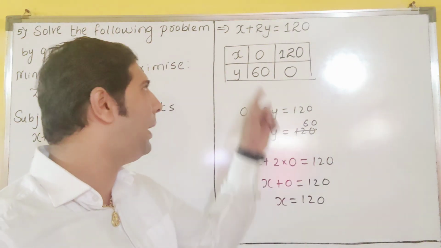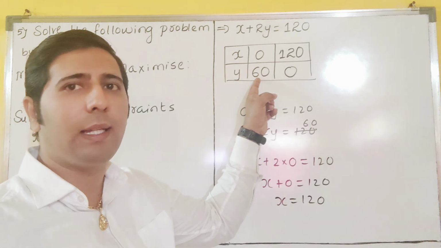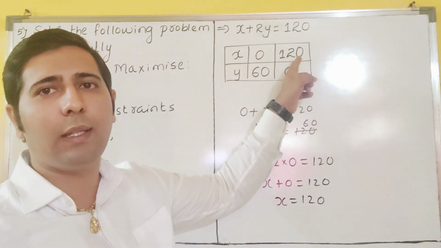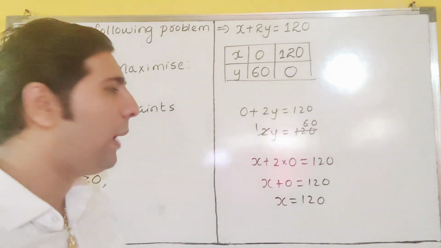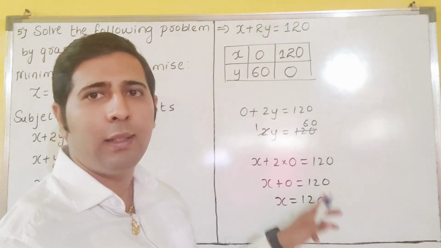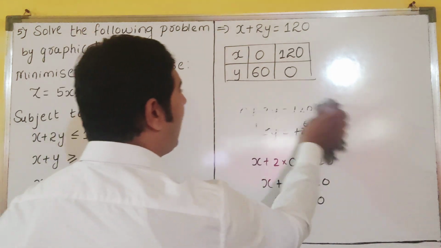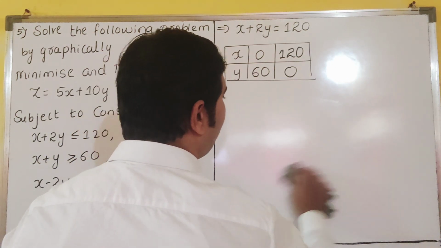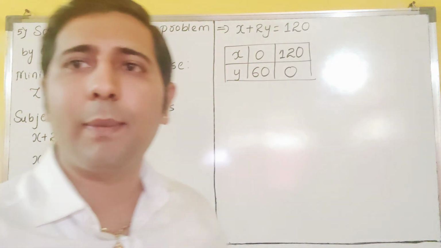Did everyone understand? Once you put x = 0, what value of y do you get? 60. If you put y = 0, what value of x do you get? 120. You will get the x value as 120 when you keep y = 0. I hope it is clear for you. So this part is not required, no need of writing. I showed it for your understanding purpose. Whatever I say, that much only you write in the exam, dear students.